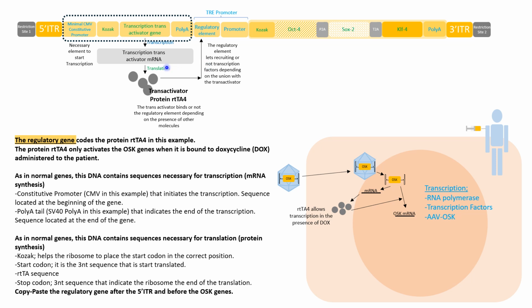Before going to the design of the OS genes, I have to tell you that editing this DNA is very easy. You just have to copy paste first the promoter after the ITR, then you have to copy paste the Kozak sequence, then the sequence of the genes, and afterwards the sequence of the poly-A. So it's very easy. Okay, so now let's go for the design of the OS genes that we have here, the real treatment.